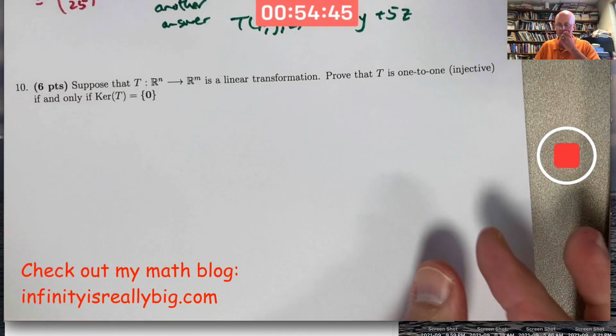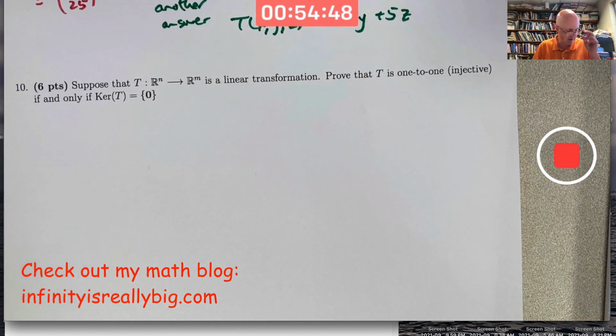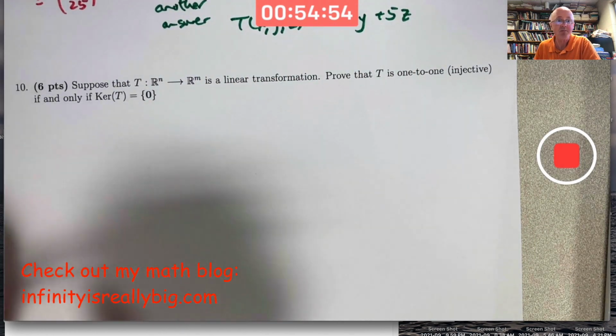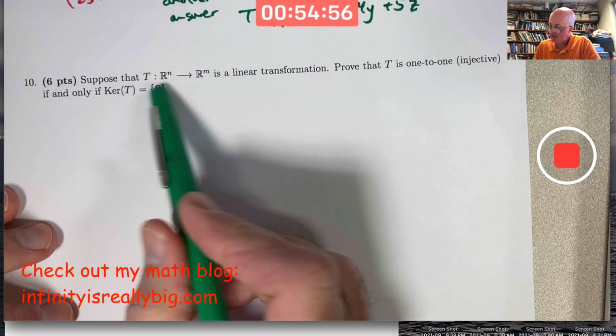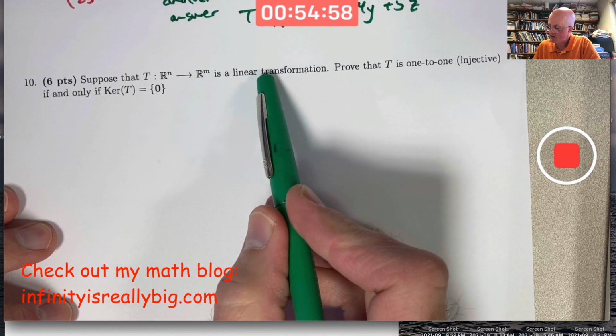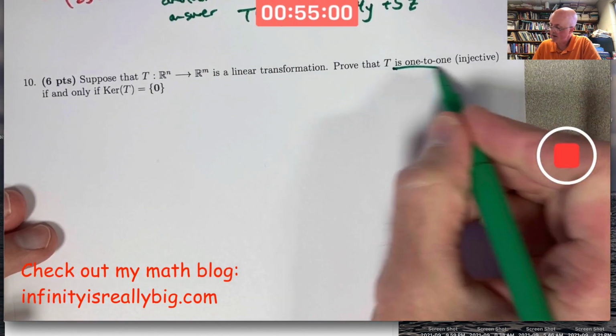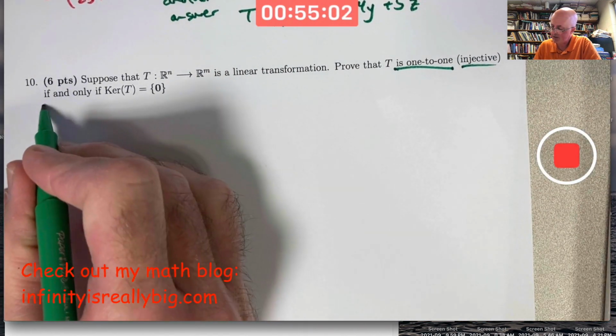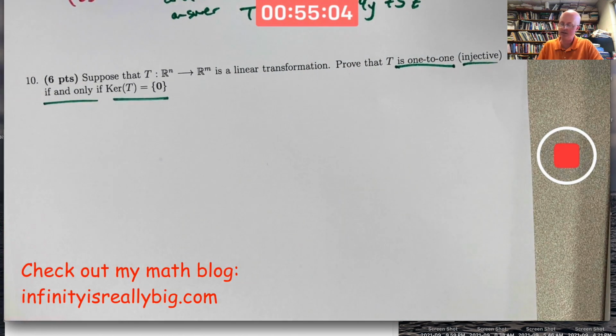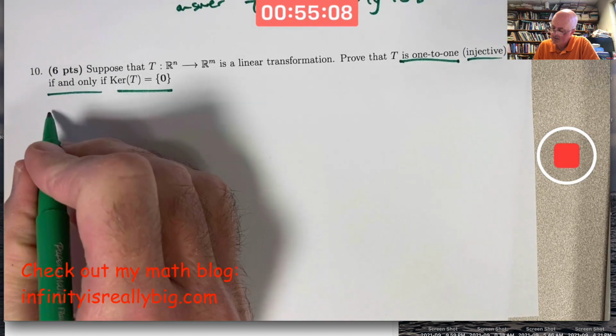Hang on here. This is a proof. There's one more page. The last page goes fairly fast. Not much work to do on the last page. Suppose T from Rn to Rm is a linear transformation. Prove that T is 1-to-1, also called injective, if and only if the kernel of T is trivial. I mentioned this a little while ago with a different problem.